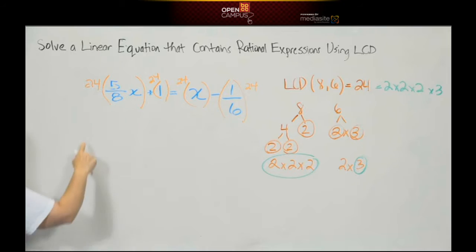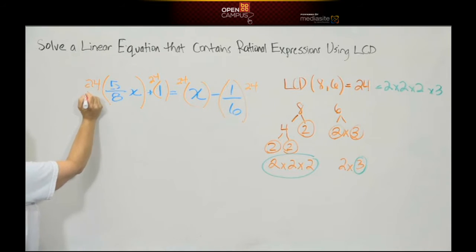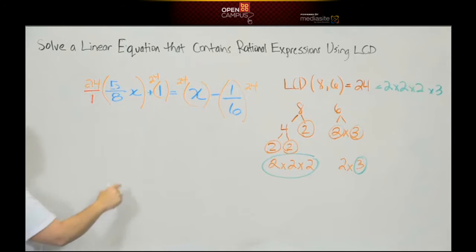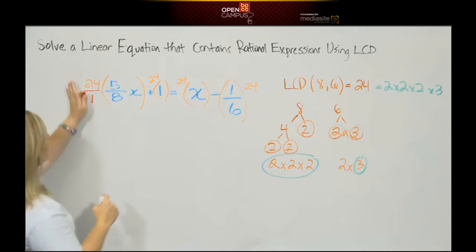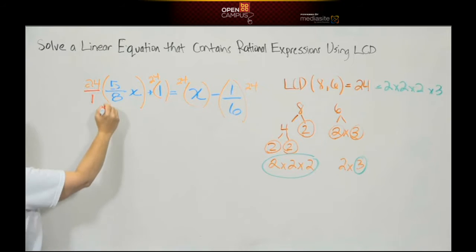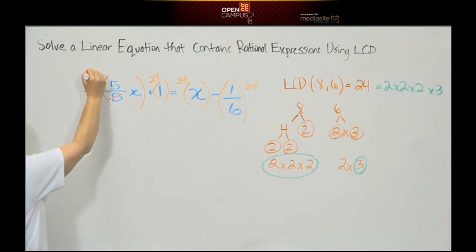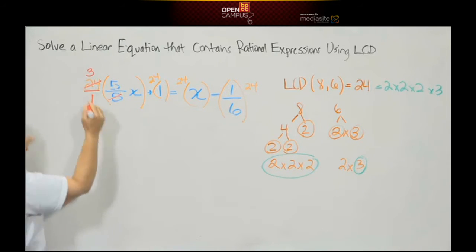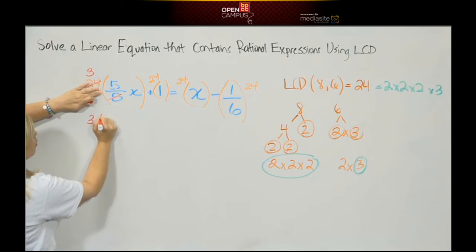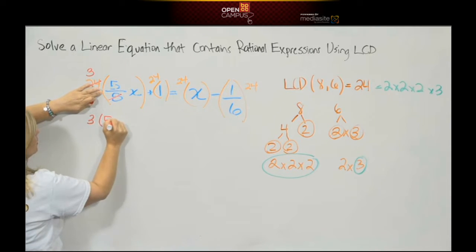So guys, look at me. You're going to say, well, how do I know the 24 is in the numerator? Well, if I write it as a fraction, isn't it 24 over 1? So that's why we multiply by the LCD. I'm putting it in the numerator. So I'm going to divide. I'm going to say 8 goes into 24 3 times. That would leave me now with 3 parentheses 5x.